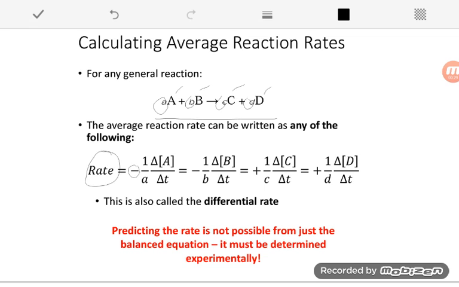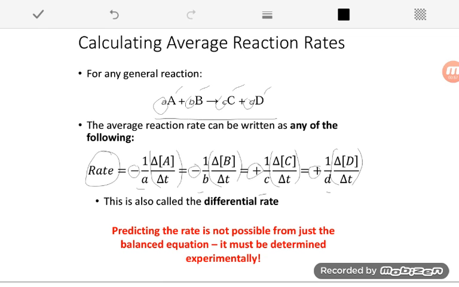So reactants always get a negative in front because they decrease over time. Products increase over time, so they get a positive. And all you do is put 1 over each coefficient, and then you have the rate of each reactant and product. That's this delta expression right here. So delta A over delta T, that's the rate of change of A. Delta B over delta T, that's the rate of change of B.